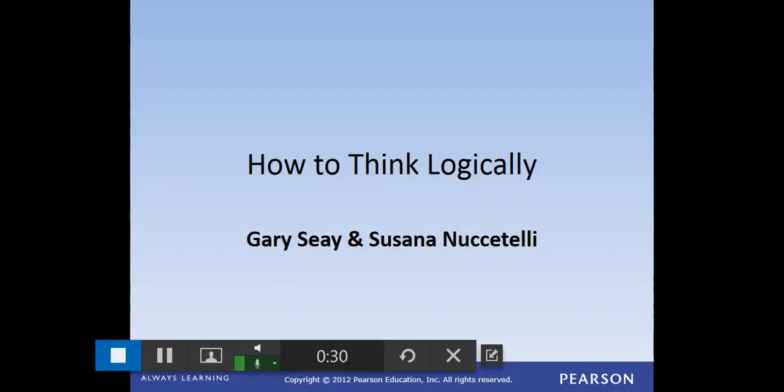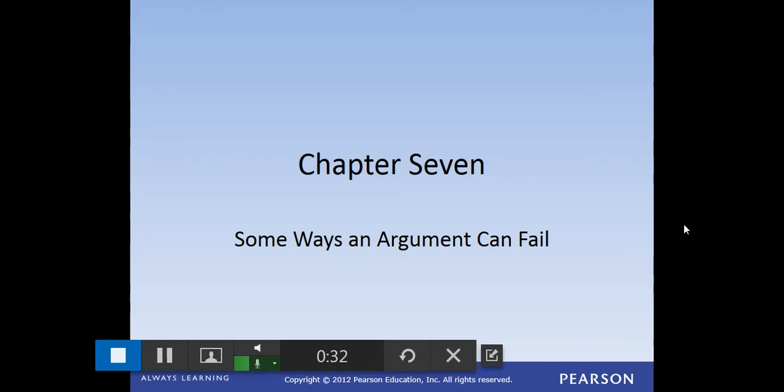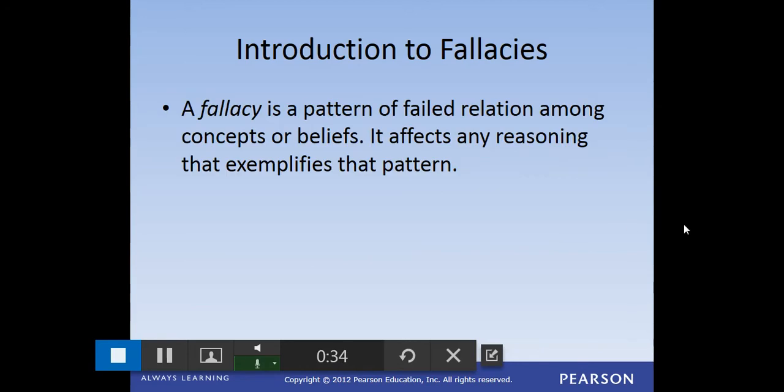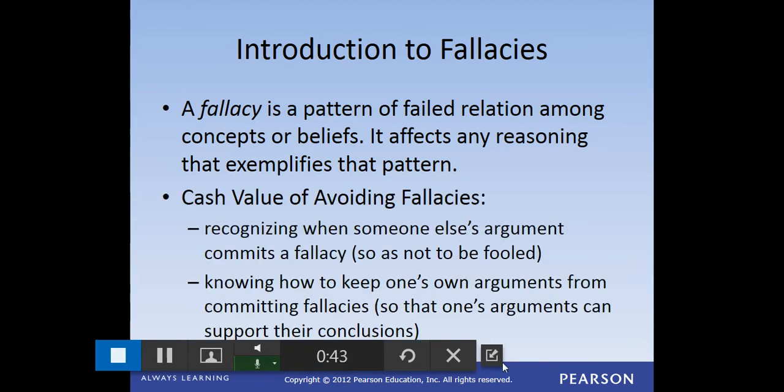I commit fallacies often when I'm arguing with someone, and you probably do as well, and they do back to us. That's almost certain. So let's take a look here. Chapter 7. So we move along here. Some ways arguments can fail, and we're looking at fallacies. So the definition of a fallacy: it is a pattern of a failed relation among concepts or beliefs and affects the reasoning that exemplifies that pattern.